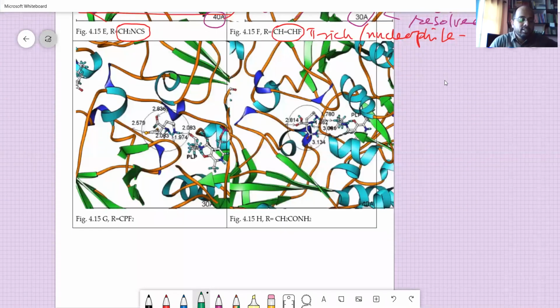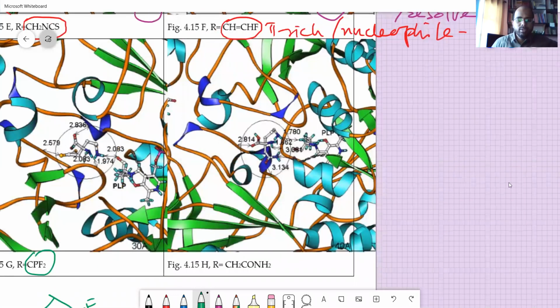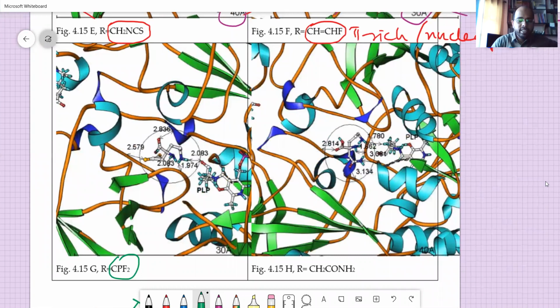So you can see that I have used this cyclopropyl derivative CPF2. So I have taken F. Sometimes cyclopropyl derivatives have very good anti-cancer activity. So look at that cyclopropyl derivative, how it has bound there. It has a distance of about 2.579, 2.836, almost very good, within van der Waals distance. This one is binding very well.